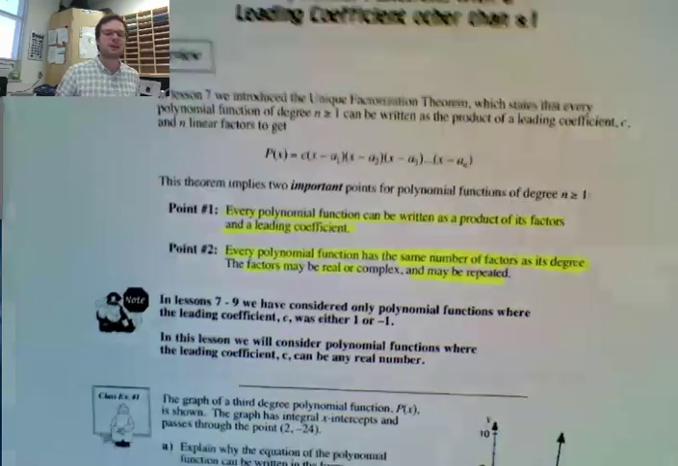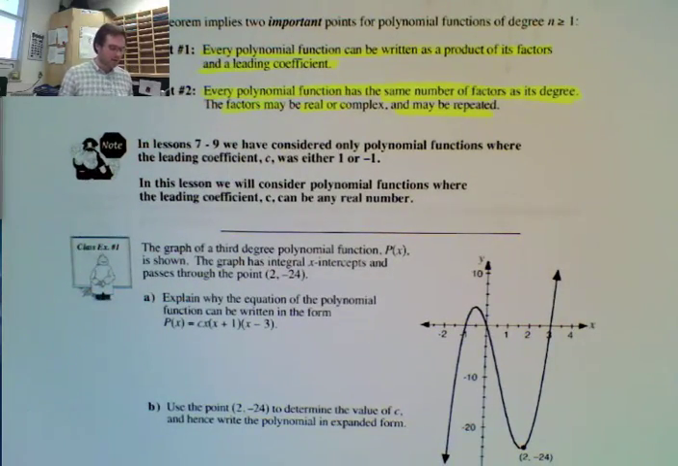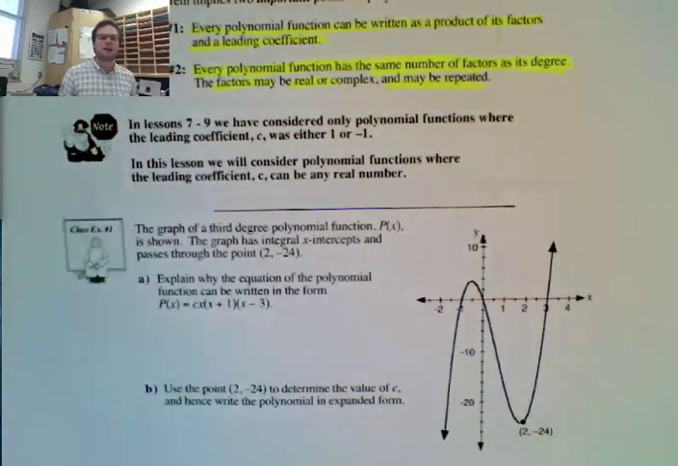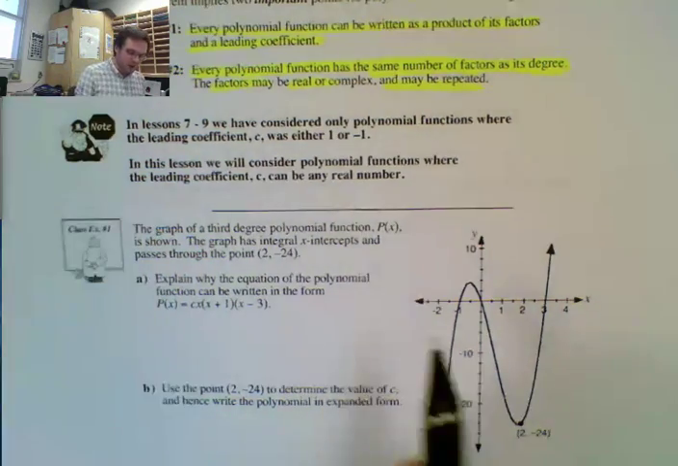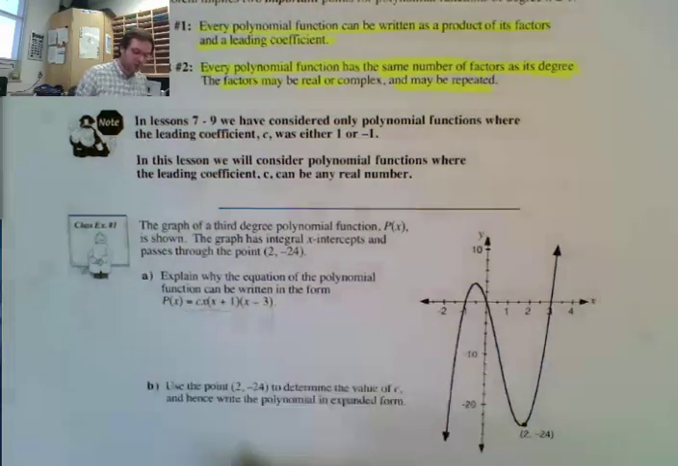Okay, so now let's take a look at classroom example number 1. So here we have the graph on the side, and it says it's of a third degree polynomial function, p of x. Okay? And we know it goes through the point 2, -24. Question A states, explain why the equation of the polynomial function can be written in the following form.